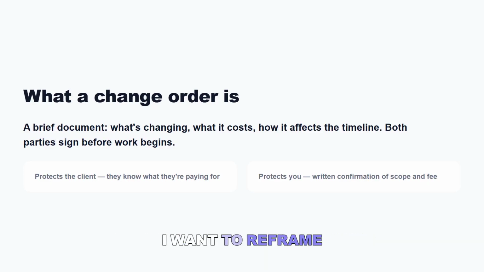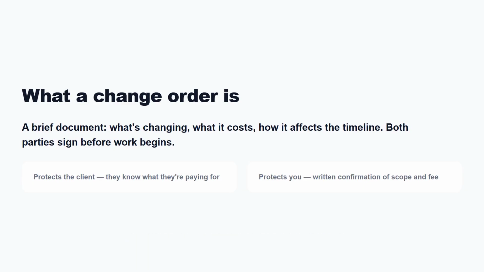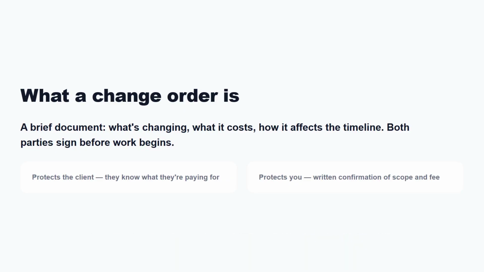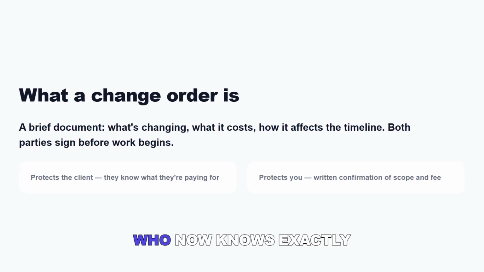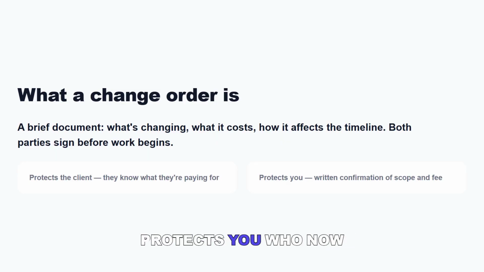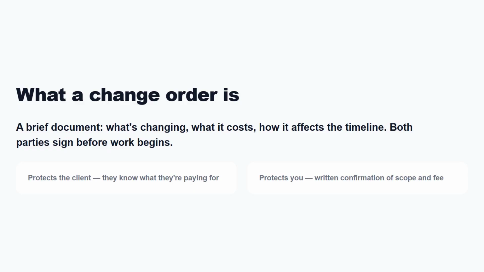Now, I want to reframe how you think about these, because this is where people get stuck. A change order is not a confrontational document. It's a professional one. It protects the client, who now knows exactly what they're paying for before committing, and it protects you, who now has written confirmation of the extra scope and fee. It's good for both sides.